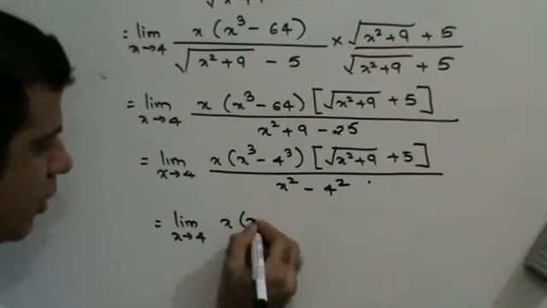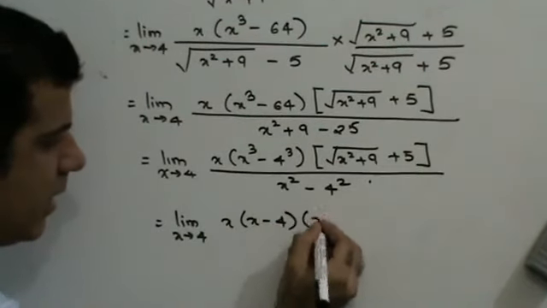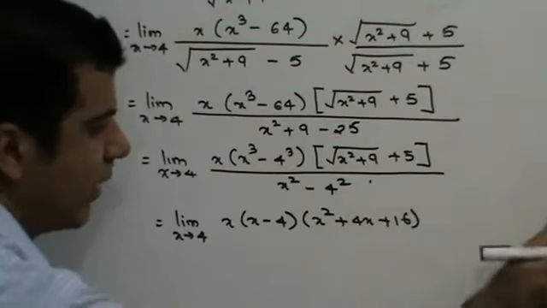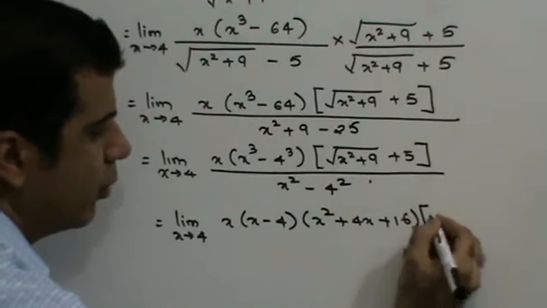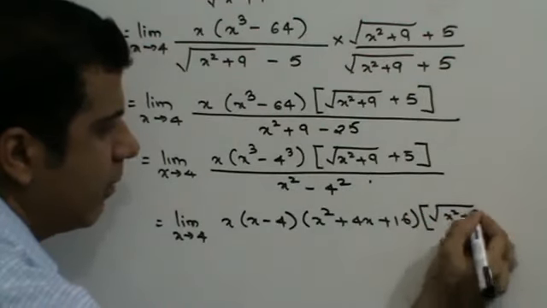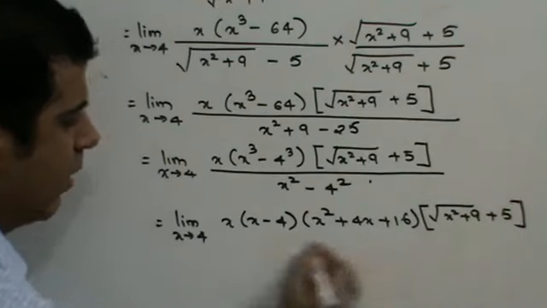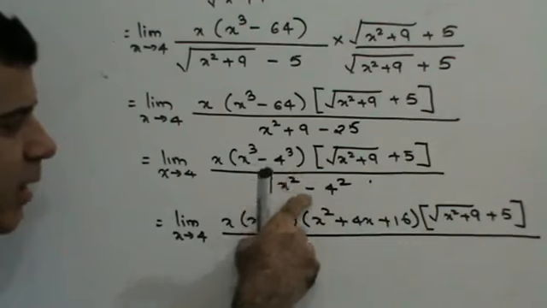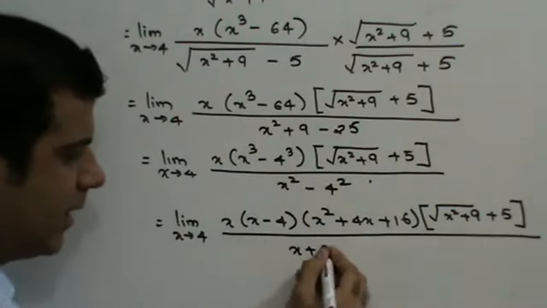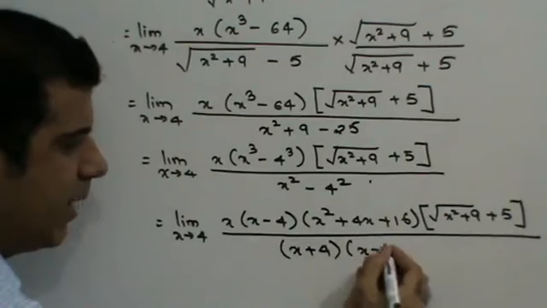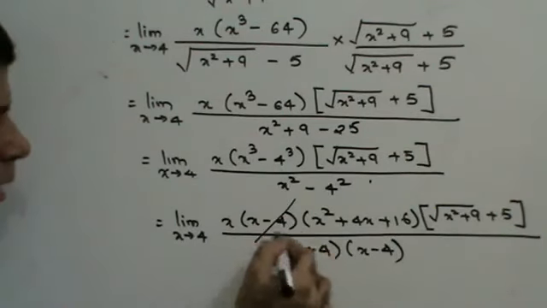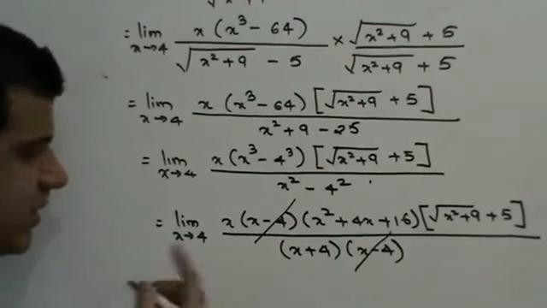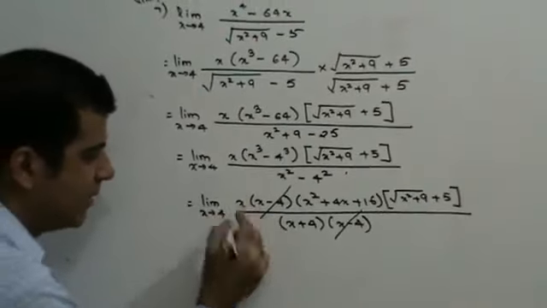cube. So this is going to be a minus b, a square plus ab plus b square, right, into root of x square plus 9 plus 5 upon, this is in the form a square minus b square. So this is going to be a plus b, a minus b. X minus 4 cancels in the numerator and denominator, in which case substitute the value of x as 4.